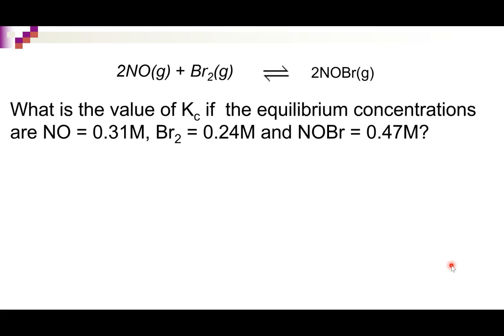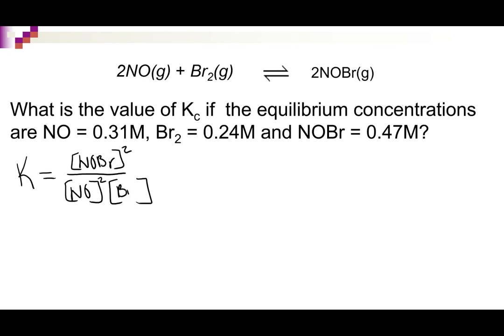All right, first step is to get a pen. First step is to write the equation for K. So the concentration of our products squared over the concentration of our reactants, NO squared, Br2 to the 1, okay? What is the value of K if the equilibrium concentrations are as follows? So now we just plug and chug. Plug in the numbers, chug through them.